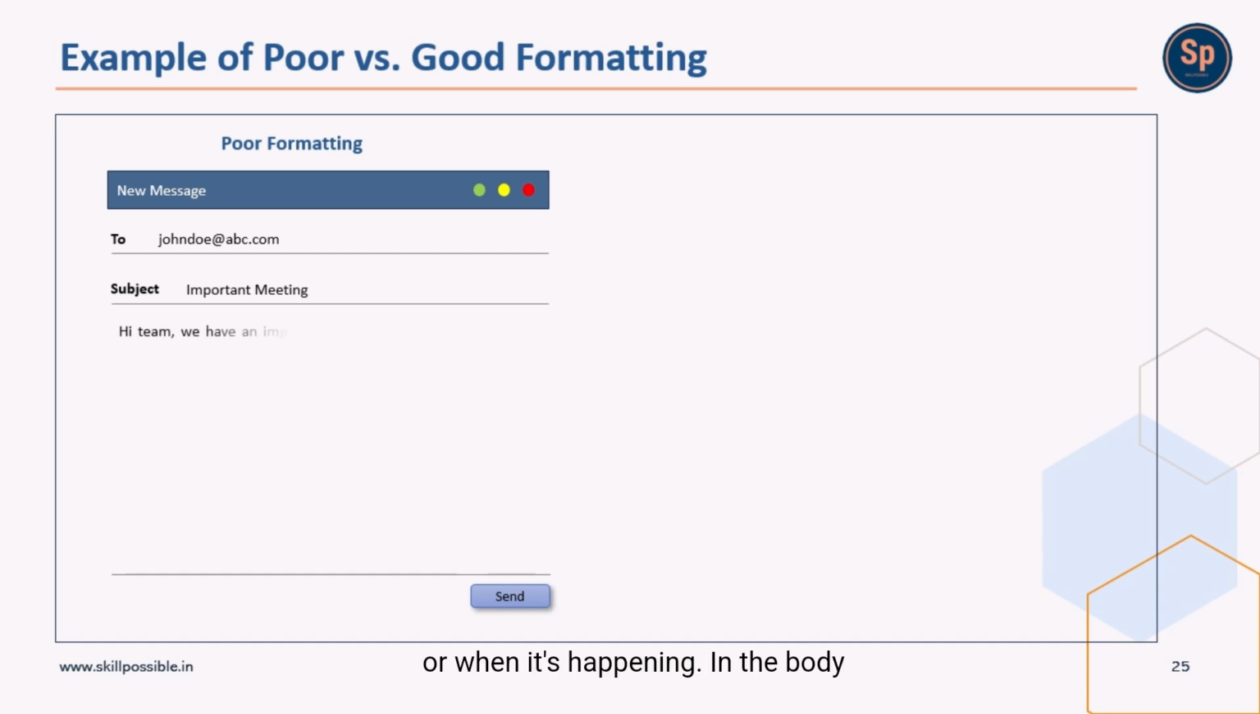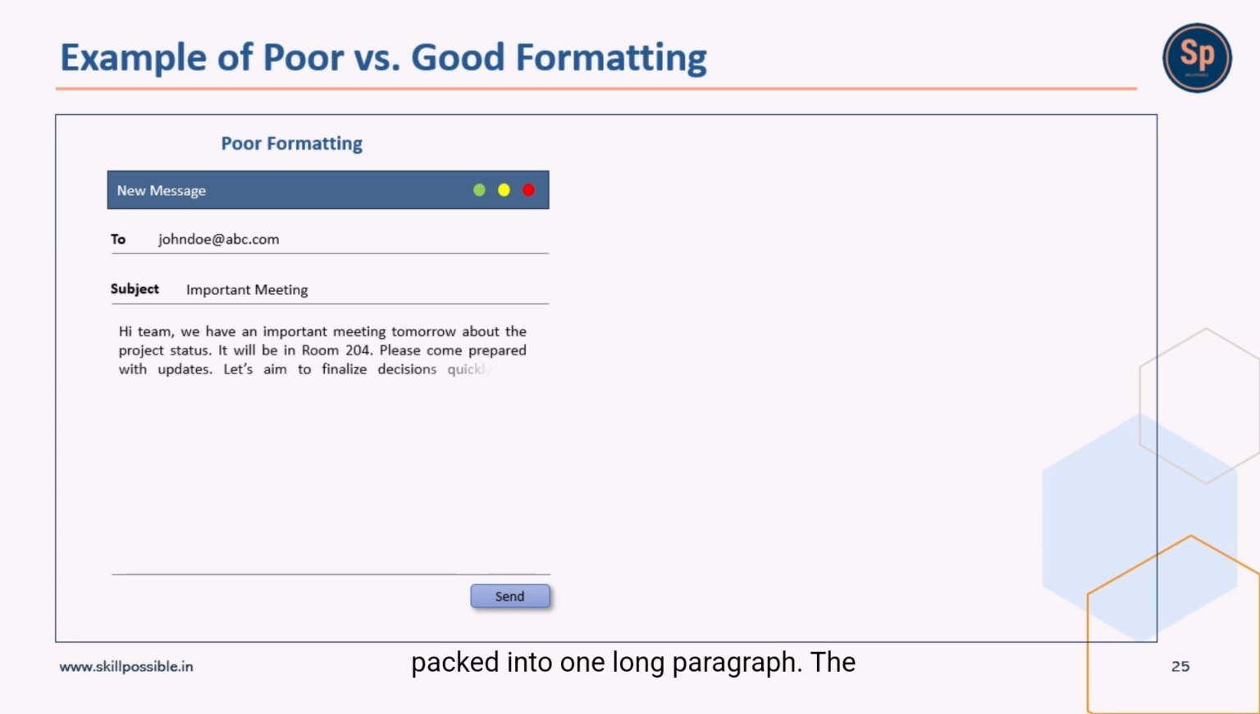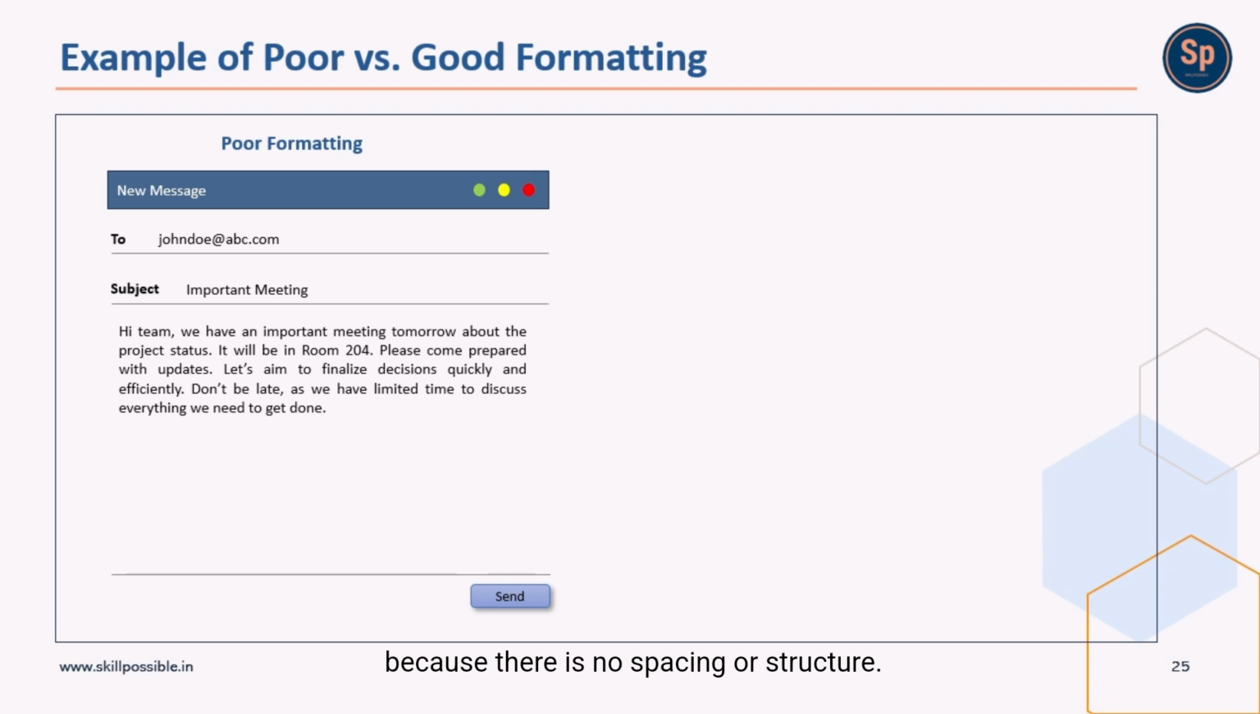In the body of the email, all the information is packed into one long paragraph. The meeting purpose, location, expectations, and urgency are all mixed together. Because there's no spacing or structure, the email feels overwhelming and hard to scan. Important details can easily be missed.